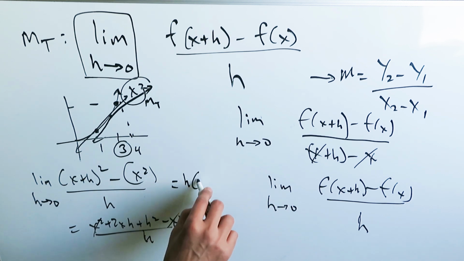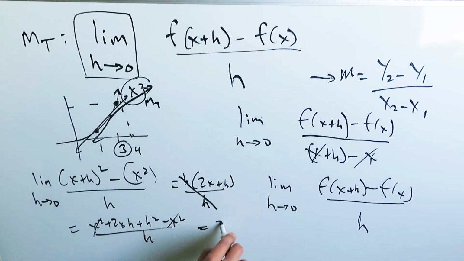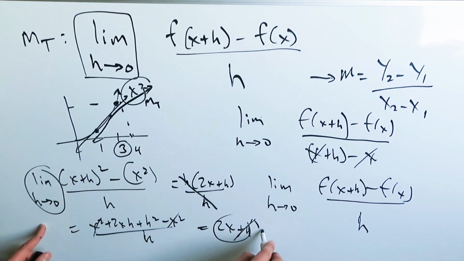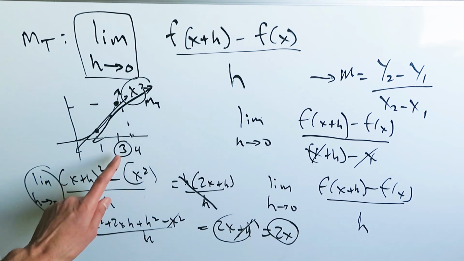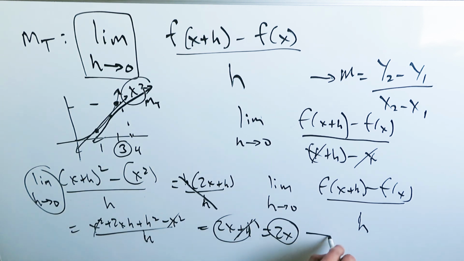I can isolate an h. I'll have h times 2x plus h divided by h. These cancel out and I'm left here with a 2x plus h. Limit as h approaches 0, this h will 0 out, and I'll only be left with 2x. Now how do I actually determine the slope of this function at 3? I just do 2 times 3. I will run it here. 2 times 3, and the actual slope at that particular point is a 6.